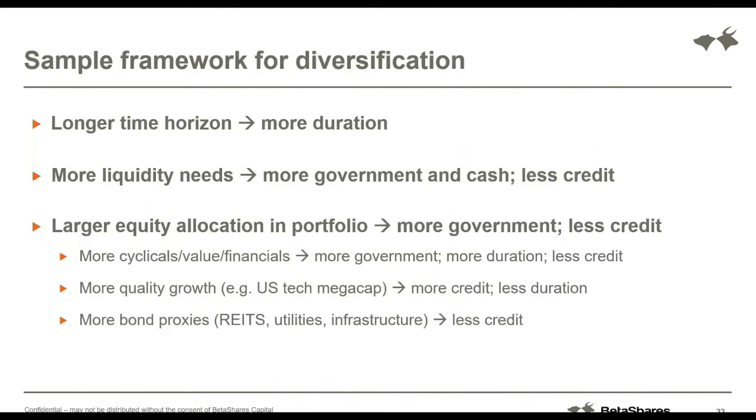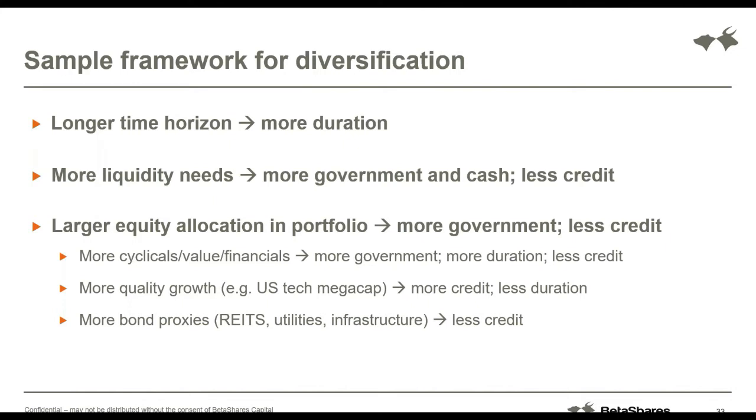And just some ways you can think about how to implement fixed income to achieve better portfolio construction outcomes. An example is, if you've got a longer time horizon, then more duration. But ultimately, all these come down to thinking about your portfolio holistically. So if you have more liquidity needs, maybe consider more government, more cash, and less credit. If you've got a larger equity allocation in your portfolio, consider more government, less credit.